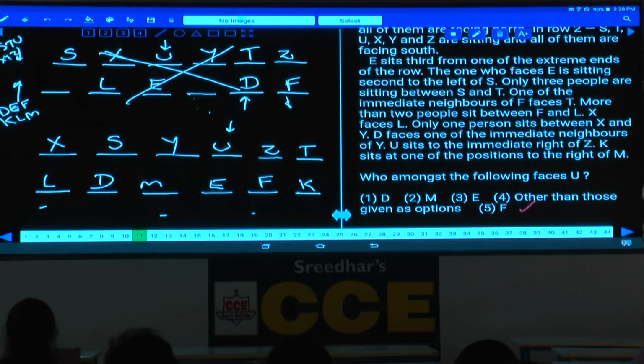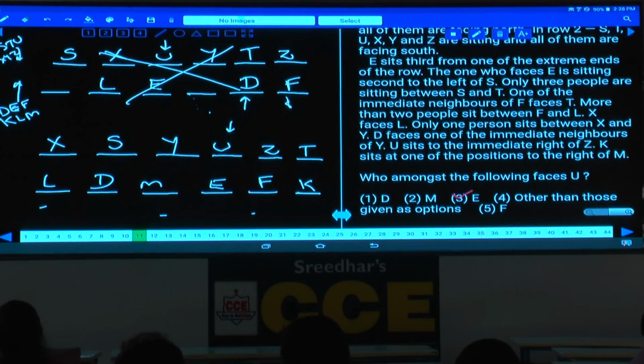Then question number 11. Who among the following faces U? Tell me who is facing U here? E, that is choice 3. Question number 11, it is choice 3.